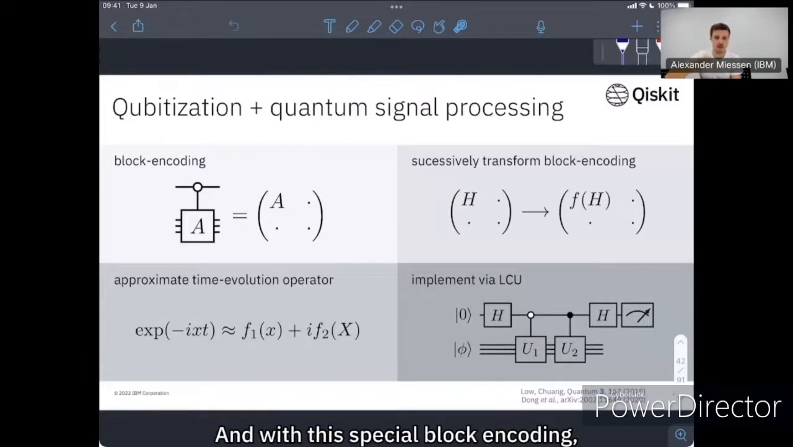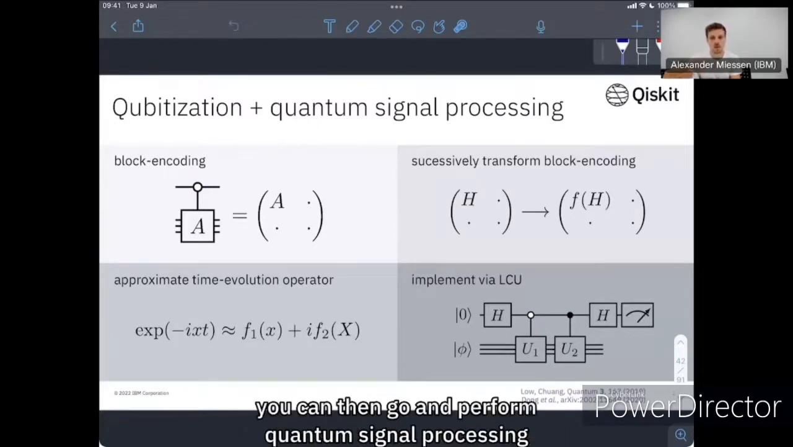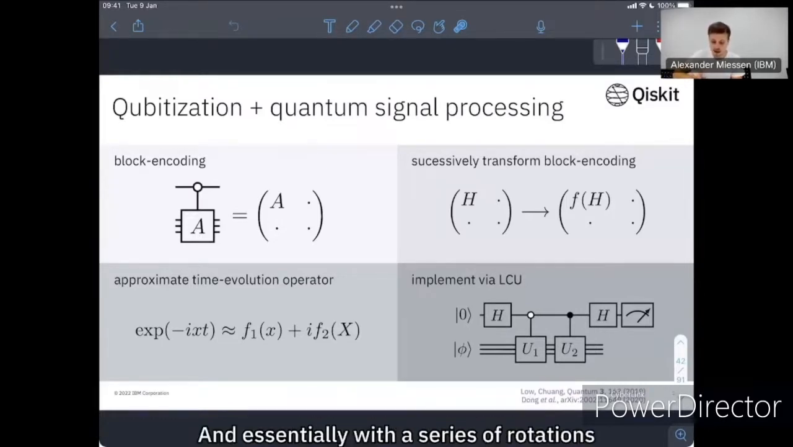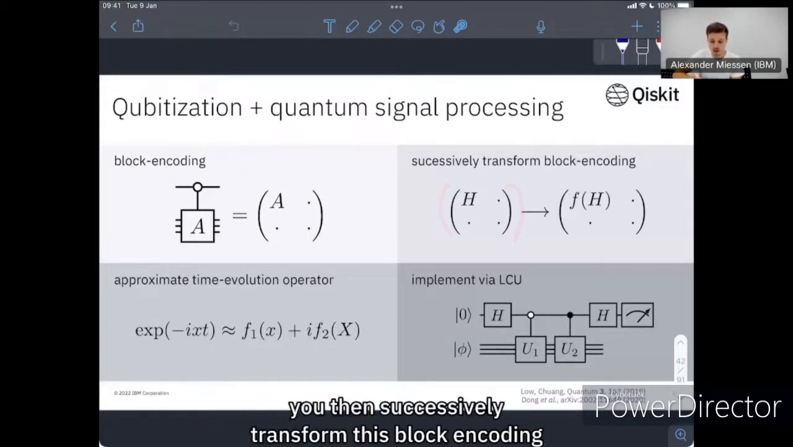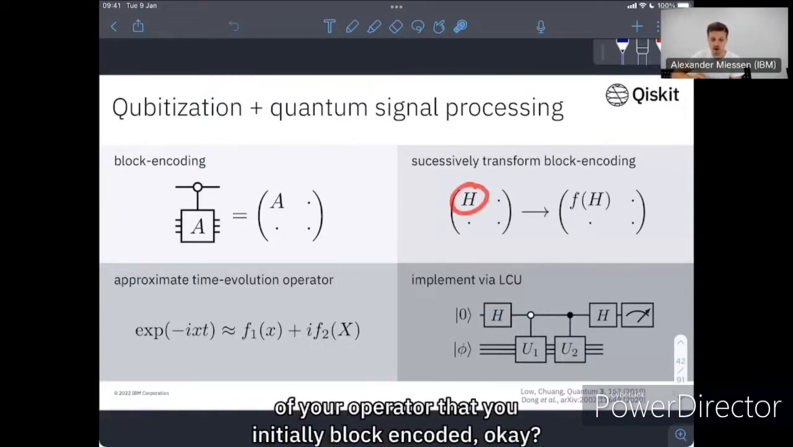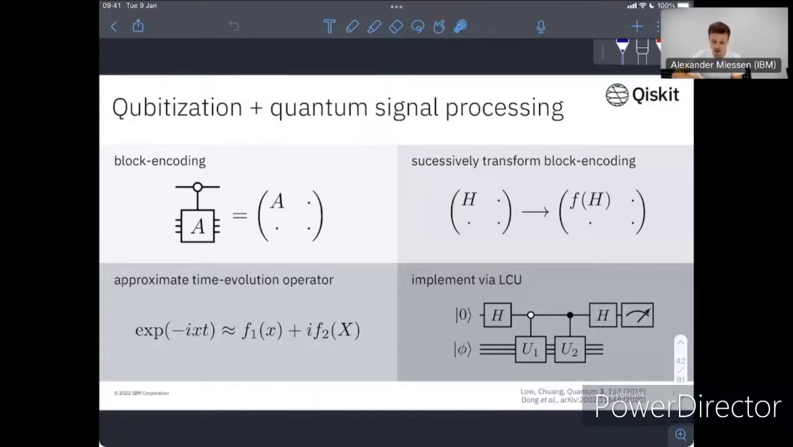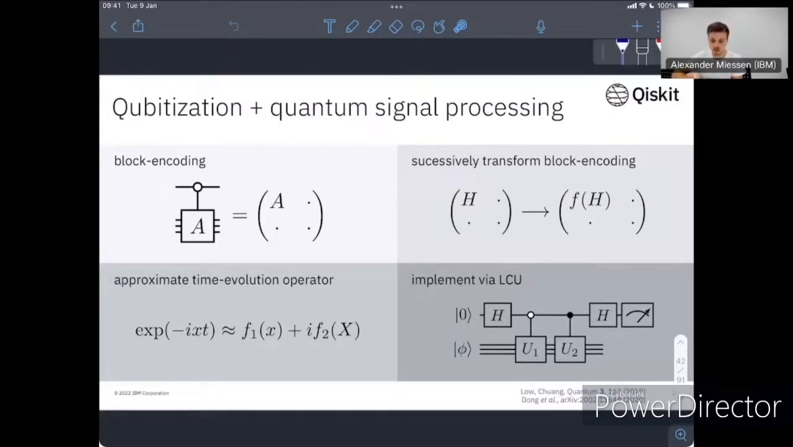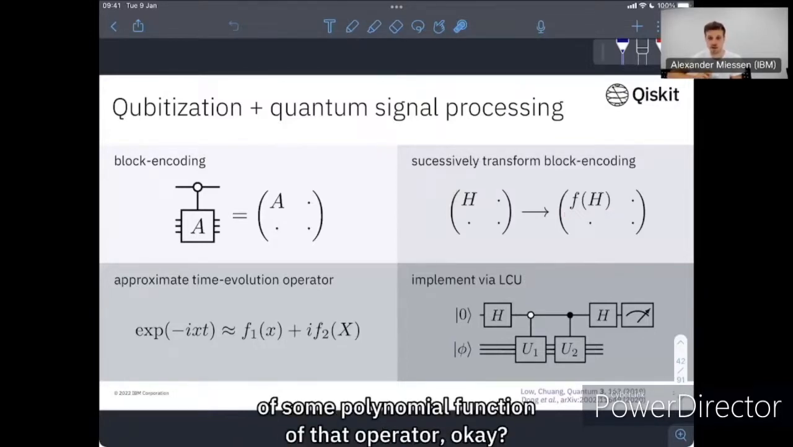And with this special block encoding, you can then go and perform quantum signal processing on this block encoding, which is this second step here. And essentially with a series of rotations applied to this block encoding, you then successively transform this block encoding into a block encoding of a polynomial function of your operator that you initially block encoded, okay? So takeaway here, block encode some operator that you wish to transform and end up with a block encoding of some polynomial function of that operator, okay?